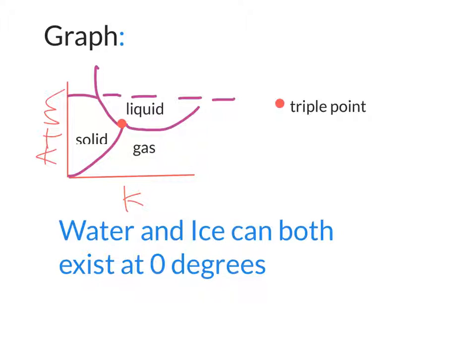This is a graph that determines at what temperature and atmosphere a substance is a solid, liquid, or gas. It can even be two things at once. For example, ice and water can both exist at 0 degrees.